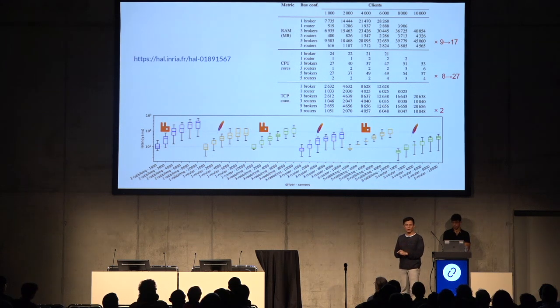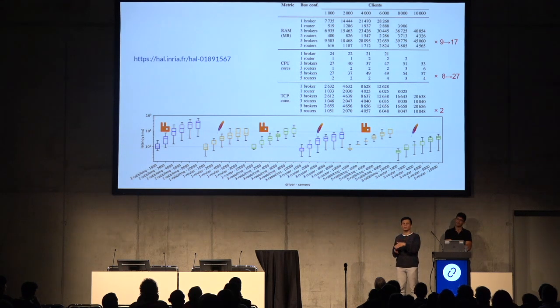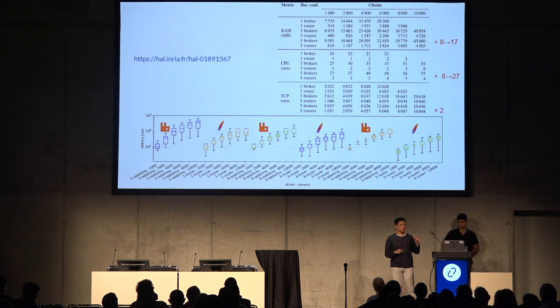If we push this experiment a little bit and we work with 10,000 agents, we can observe that in terms of memory, the brokers consume 4,000 megabytes of RAM compared to only 5,000 of the router. It means we have a ratio going from 9 to 17 between the use of memory by brokers and routers. And in terms of cores used for this same experiment, we have a ratio between the broker and the router going from 8 to 27.